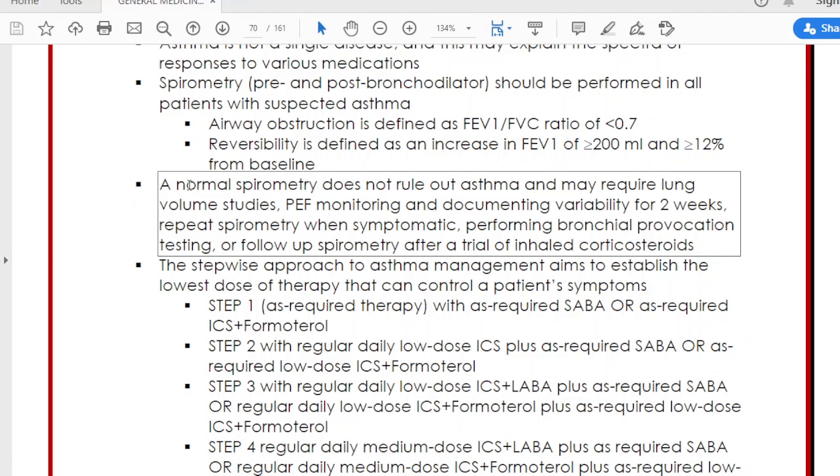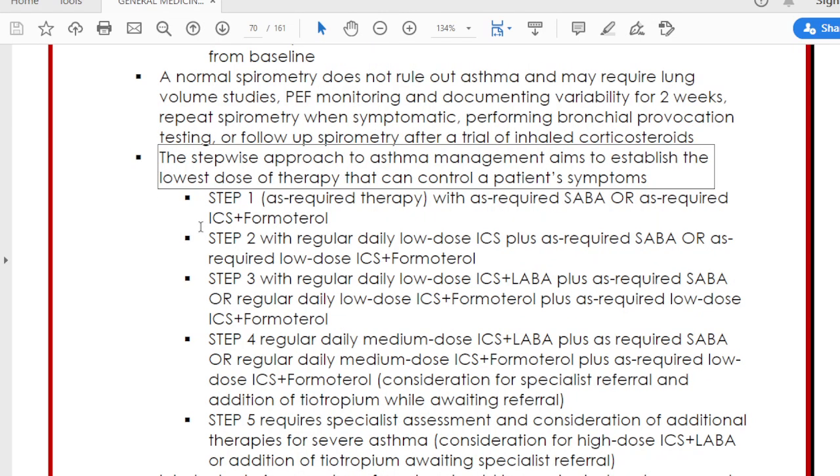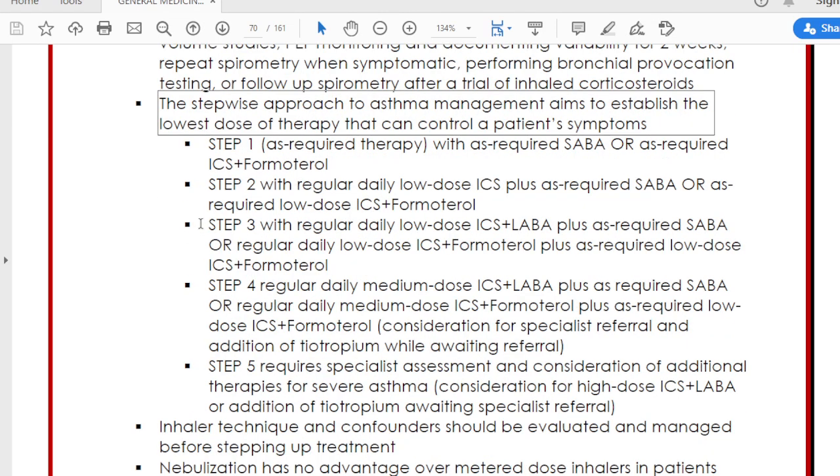A normal spirometry does not rule out asthma and may require lung volume studies, PEF monitoring, and documenting variability for 2 weeks. Repeat spirometry when symptomatic, performing bronchial provocation testing, or follow-up spirometry after a trial of inhaled corticosteroids. The stepwise approach to asthma management aims to establish the lowest dose of therapy that can control a patient's symptoms.